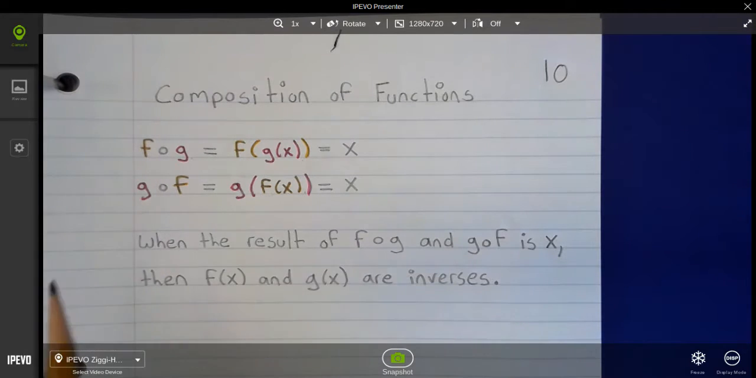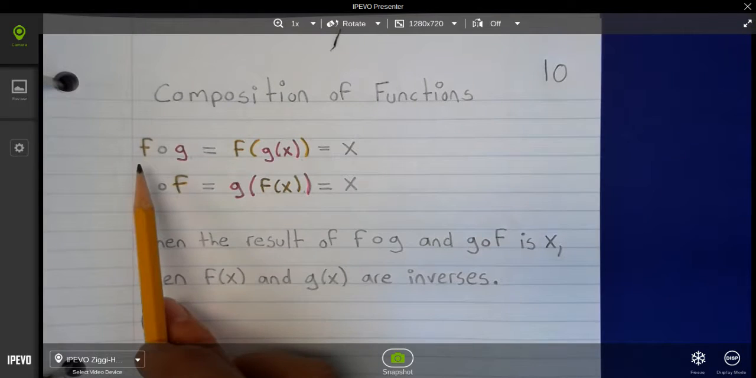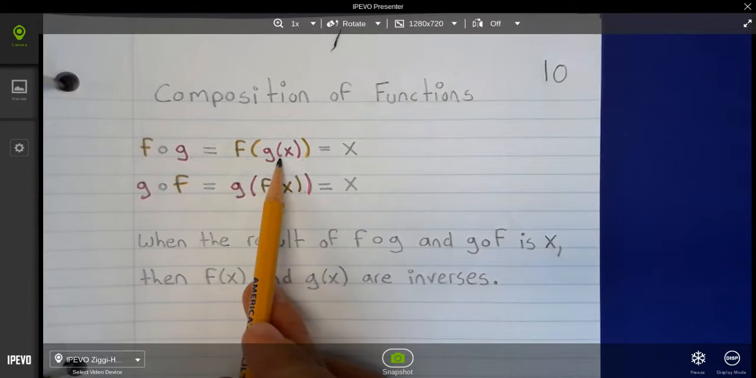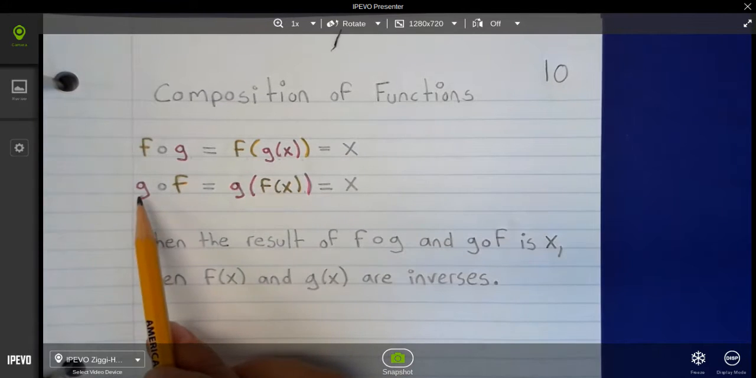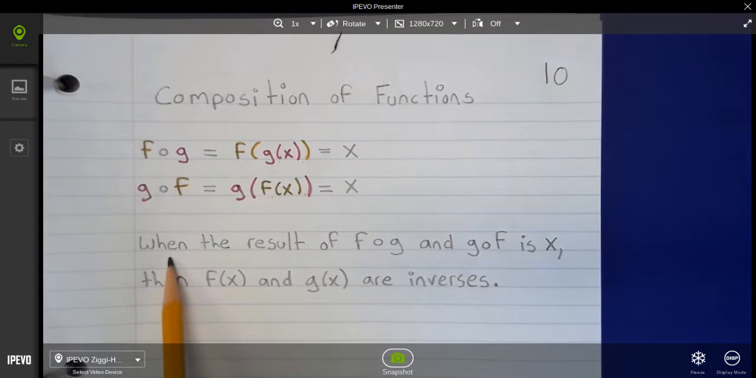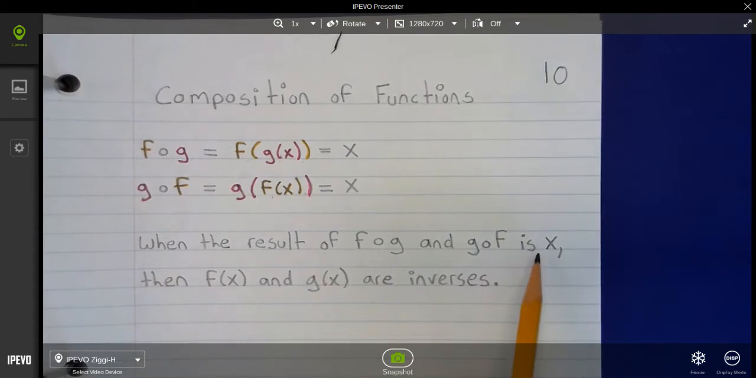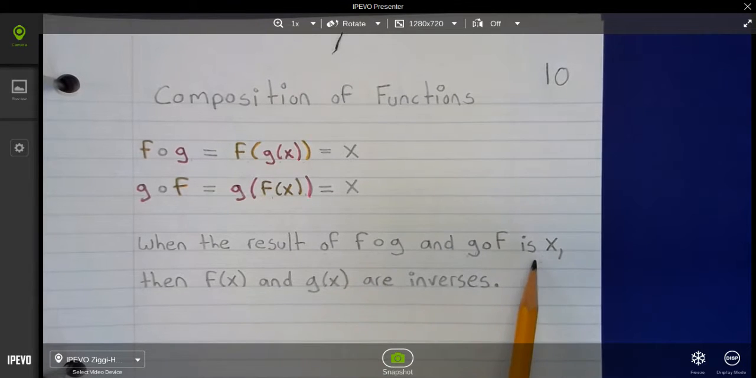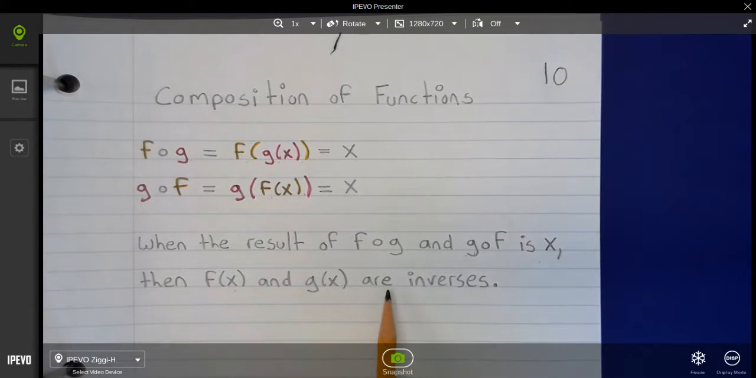All right, so really the notes are here that if we do fog, or f of g of x, and we get x, and we do gof, which is g of f of x, and we get x, then the result of fog and gof is x. When this is true, when the result of fog and gof is x, then f of x and g of x are inverses. Okay? So pause the video, update your notes.